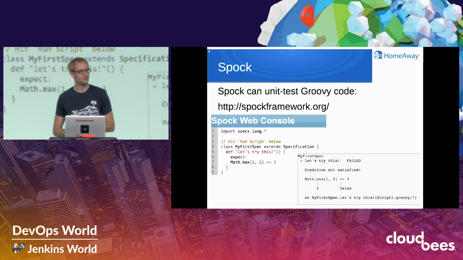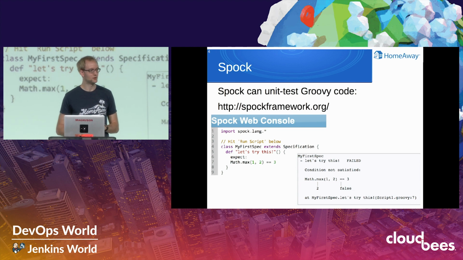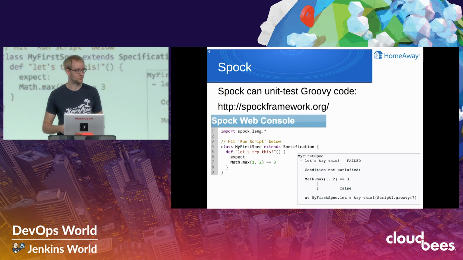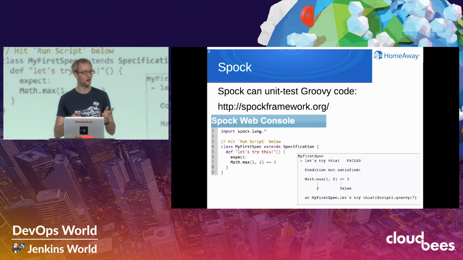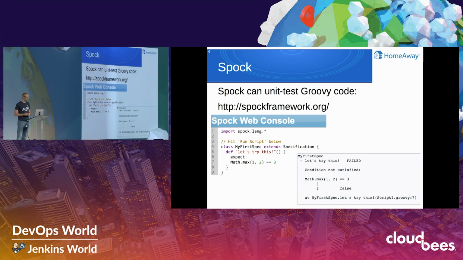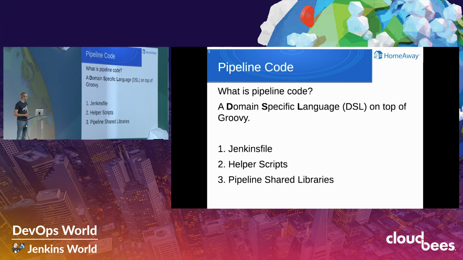All right, so hey, there's this thing called Spock that can unit test Groovy code. It's pretty cool. It's open source. It's fairly industry standard. It's at spockframework.org. I got a picture there of what a Spock test suite might look like and what its output might look like when a test fails. Why do we care about Spock? Because we want to unit test pipeline code, and pipeline code is just a domain-specific language on top of Groovy. So if we're trying to find a way to unit test pipeline code, something that can unit test Groovy code might be a good place to start.